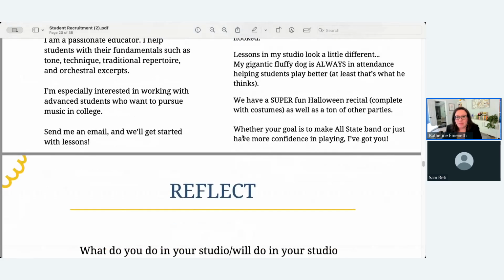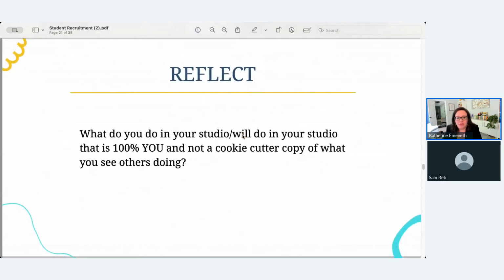So my question for you to write in the Q&A: what do you do in your studio, or will do in your studio, that is 100% you and not a cookie cutter copy of what you see others doing? What do you do that makes you magnetic, that makes people want to be in your world? What makes it different? Go ahead and type it in the Q&A, and then I'll share some examples of how I do it more specifically.